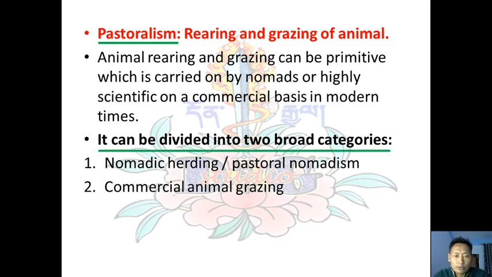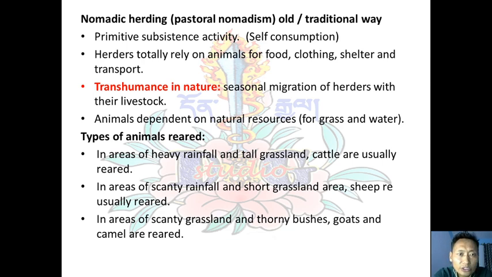First, we are going to discuss nomadic herding or pastoral nomadism. It is the old, traditional or primitive way of rearing and grazing of animals, mainly for self-consumption purposes. This type of rearing and grazing of animals is called nomadic herding or pastoral nomadism. Following are the characteristics of pastoral nomadism. Pastoral nomadism is a primitive subsistence activity. So this type of activity is primitive.